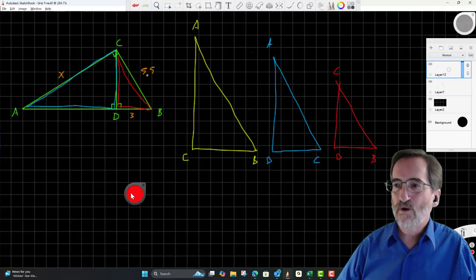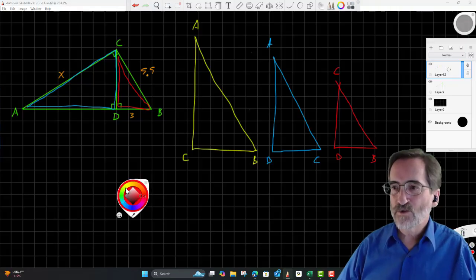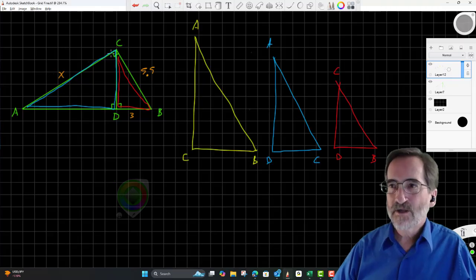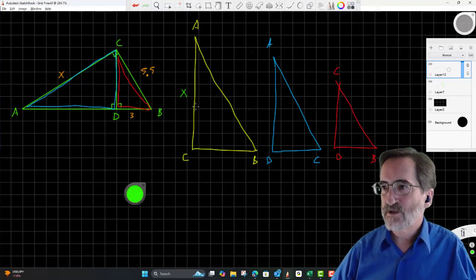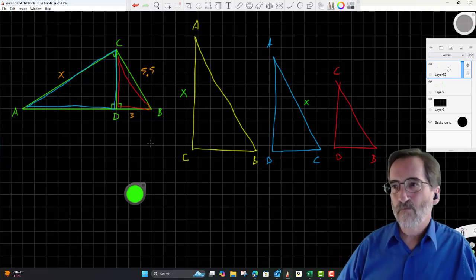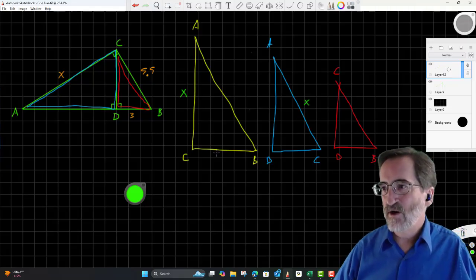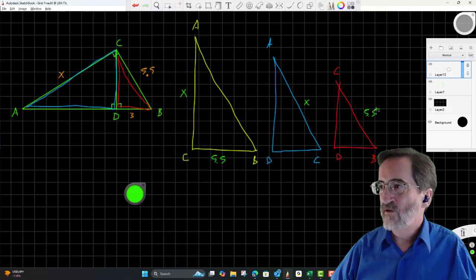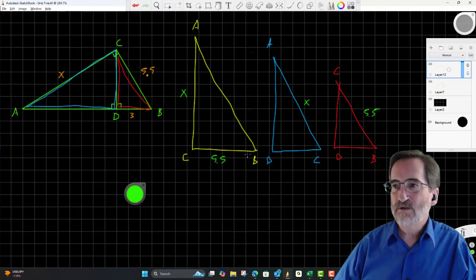And let's label what we know. What do we know? We know x is AC, so x is here and here. We know BC is 5.5, which is here and here. And we know DB is 3.